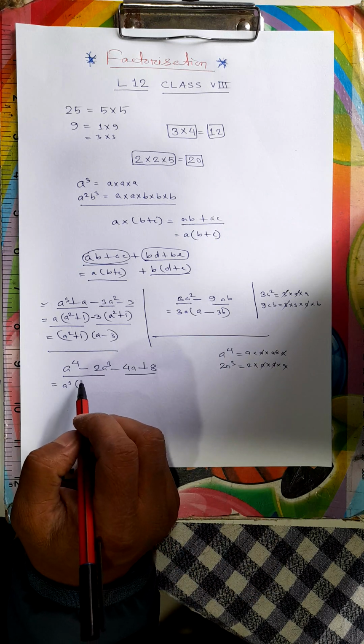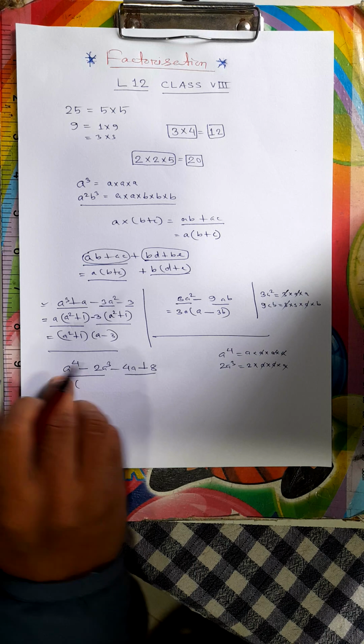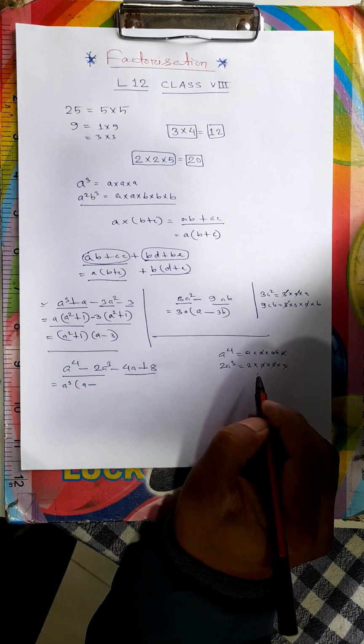So when you take out a cube outside the bracket, what is left out for the first term? a is left out, minus. For the second term, what is left out?